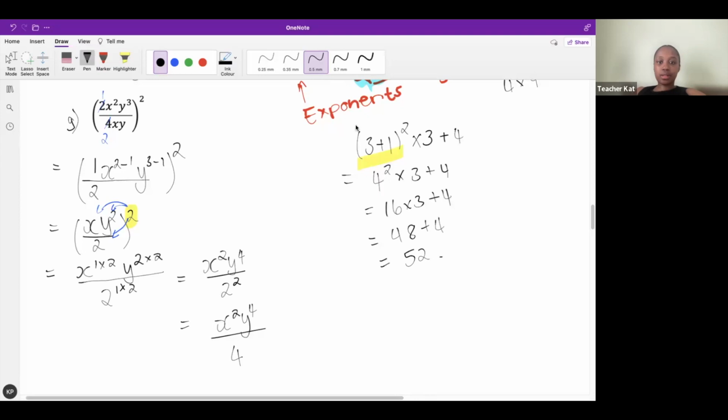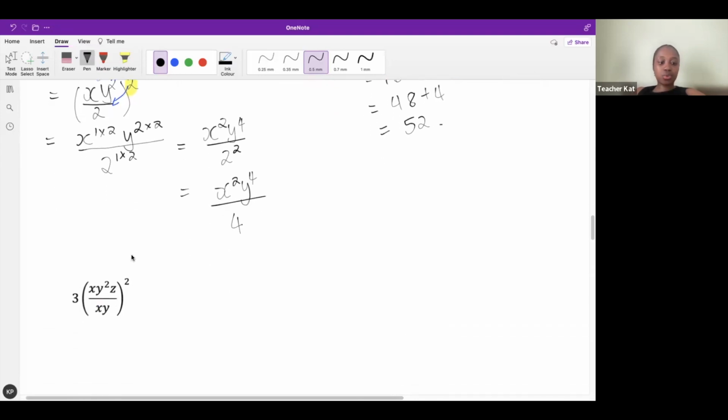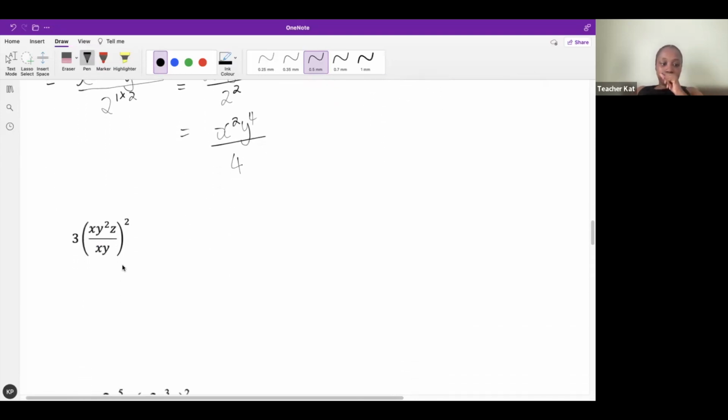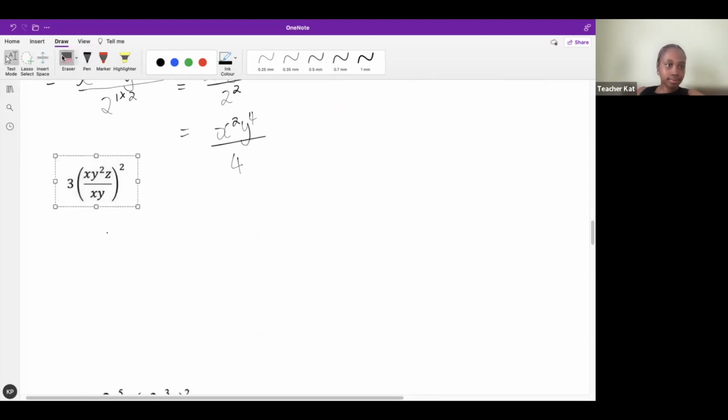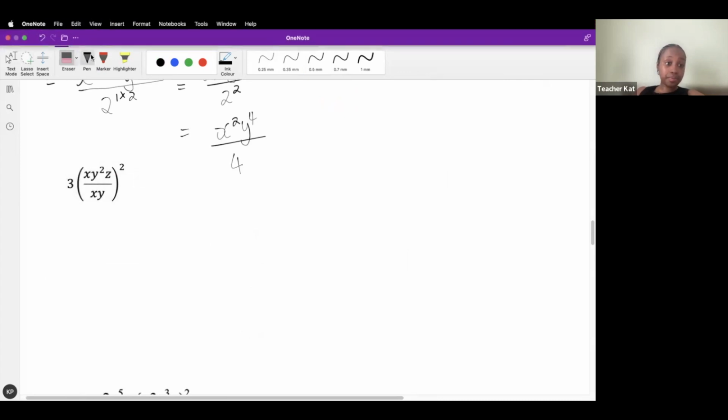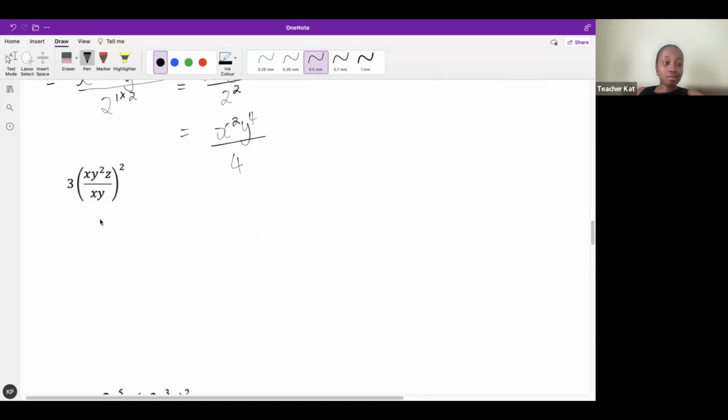Okay. Let's do a little bit more challenging ones. Again, we have a number that is outside the bracket, which means it's not affected by the exponents on the outside. So let's first look inside the brackets, because we always start with brackets. Can we simplify anything inside the bracket?